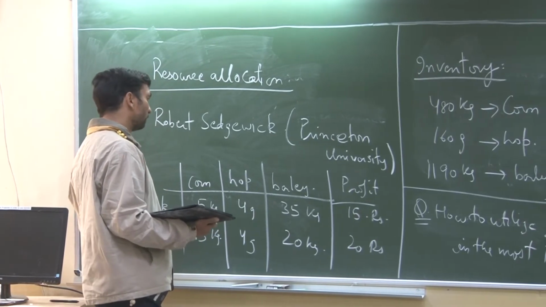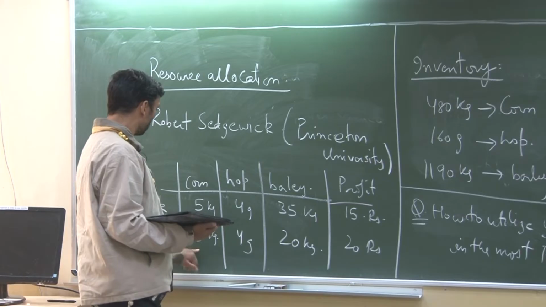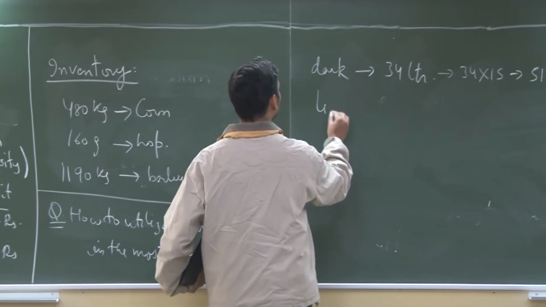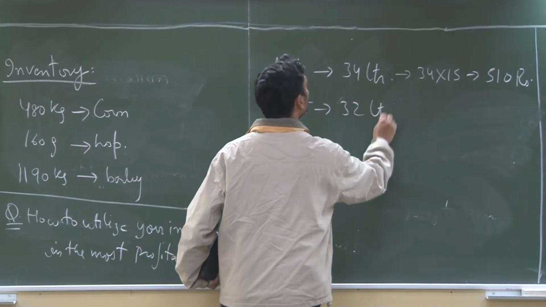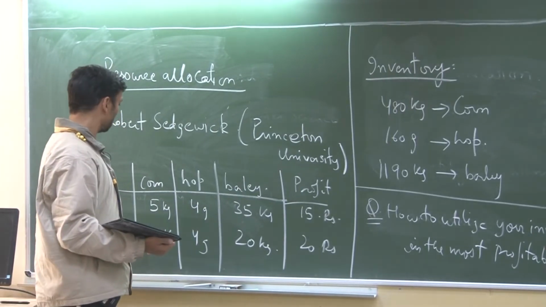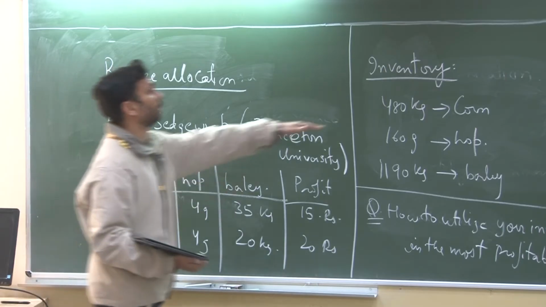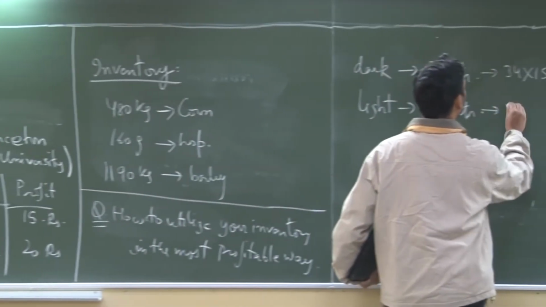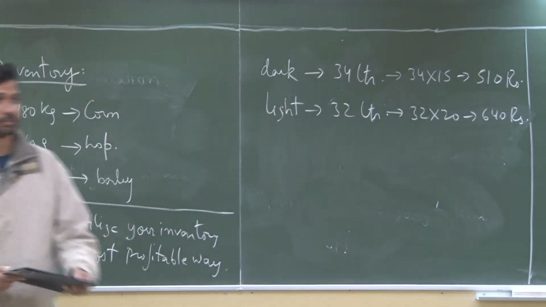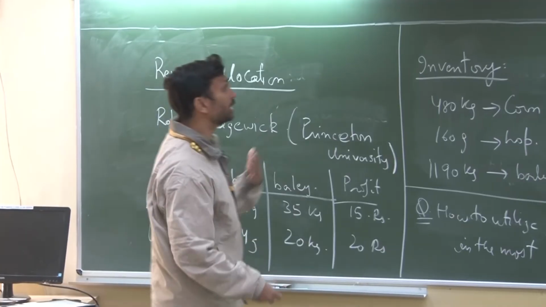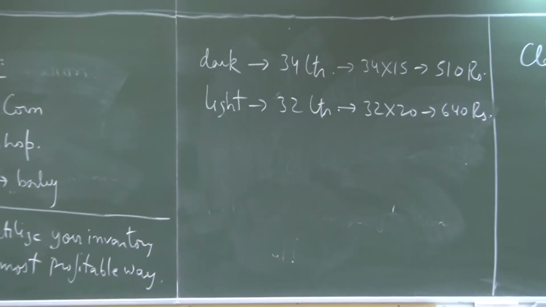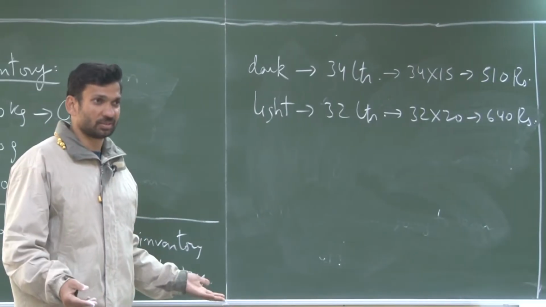If we were making light beer, then it will turn out that we are going to finish corn first. So if we make the light beer, we can make only 32 liters of it, because corn will be the bottleneck. After 32 liters of light beer, my corn will get over. My profit will be 32 into 20, 640 rupees. Okay. So if we make just dark beer, we get a profit of 510 rupees. If we make just light beer, we make a profit of 640 rupees. And you might feel that making light beer is the best.